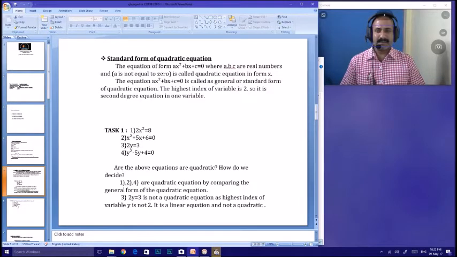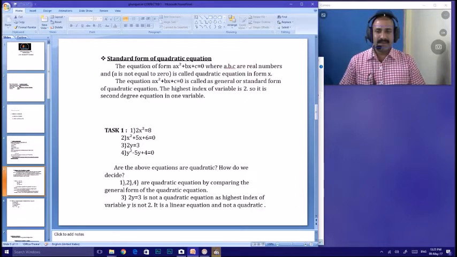In this task: 2x square equals 8, x square plus 5x plus 6 equals 0, 2y equals 3, y square minus 5y plus 4 equals 0. Are the above equations quadratic? How do we decide? First, second and fourth are quadratic equations by comparing with the general form of the quadratic equation. What is the general form? ax square plus bx plus c equals 0.